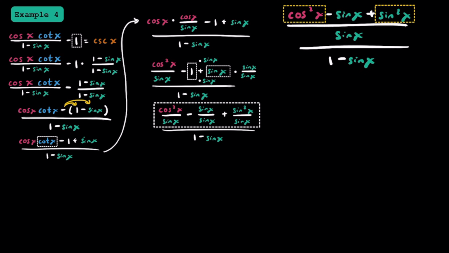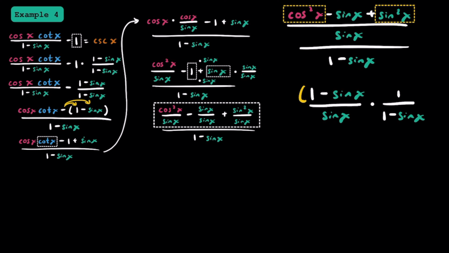At this point, notice that we have a cosine squared of x plus sine squared of x in the numerator, and that can be combined to make 1 using the Pythagorean identity. So in the numerator of the numerator, we can write 1 minus sine of x, and this is over sine of x. And instead of dividing it by 1 minus sine of x, I'm going to multiply it by the reciprocal, 1 over 1 minus sine of x. Remember that instead of dividing by something, we can just multiply by its reciprocal.